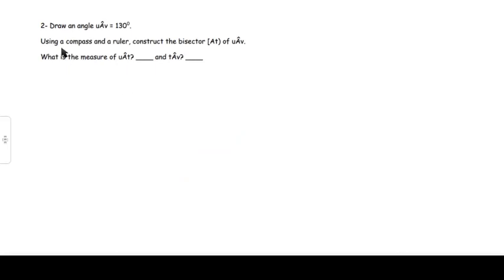Okay, now starting with exercise 2, draw an angle UAV which is equal to 130 degrees. 130 degrees, it means it's an obtuse angle. Starting with the first side, draw a semiline of vertex A. This is AV. Put the protractor and draw 130 degrees, which is an obtuse angle. Name the other side, which is U. This is UAV of measure 130 degrees.